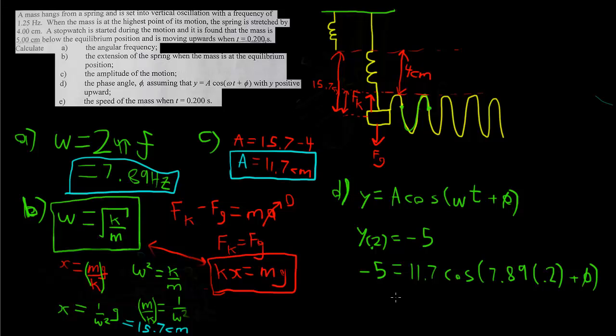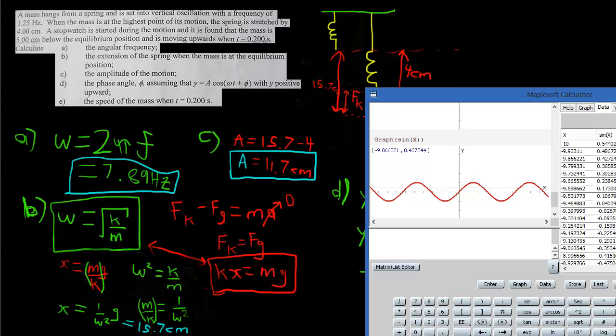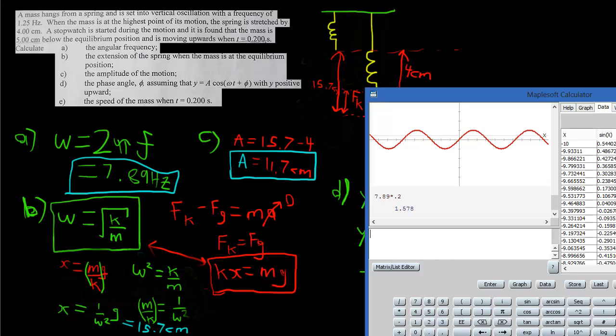So basically we put the cos by itself. So put -5 over 11.7. So I brought that 11.7 down. Cos of... actually, this is a good opportunity for us to multiply out 7.89 times 0.2, so let's do that. Okay, 1.578, makes sense.